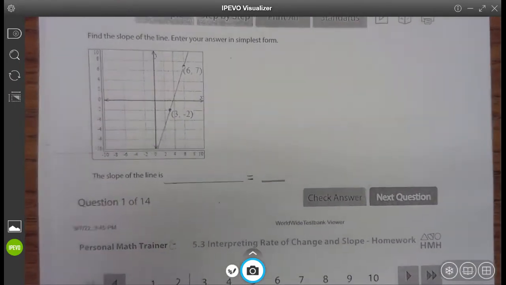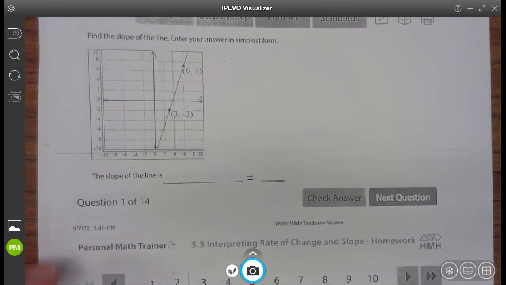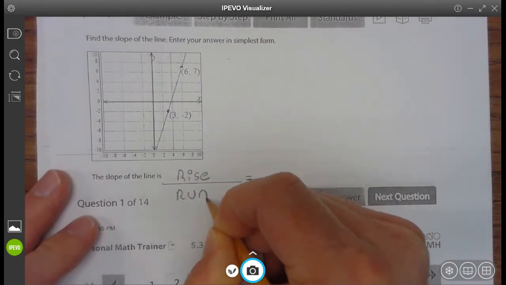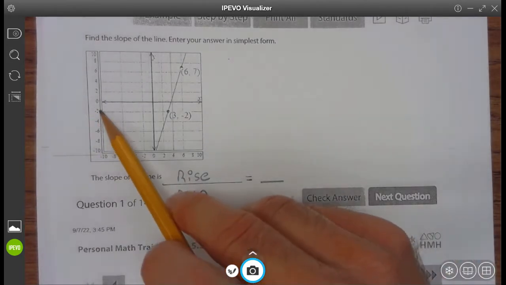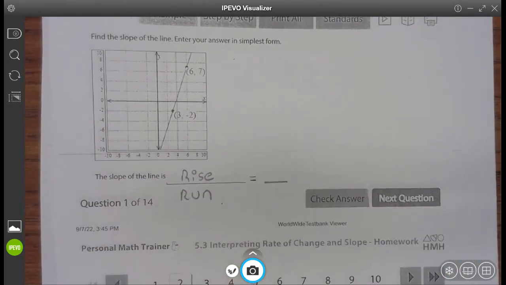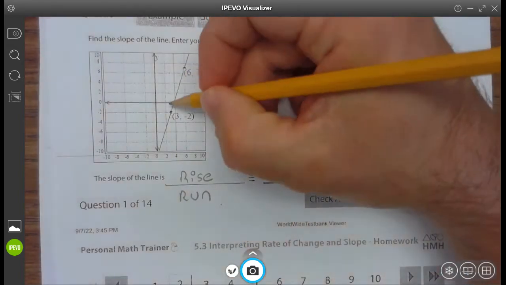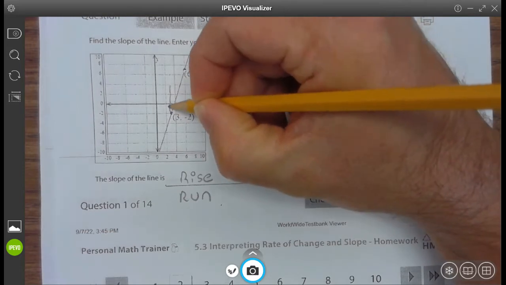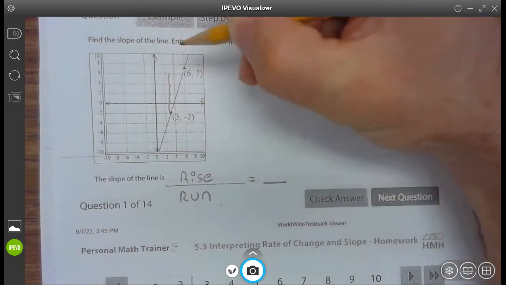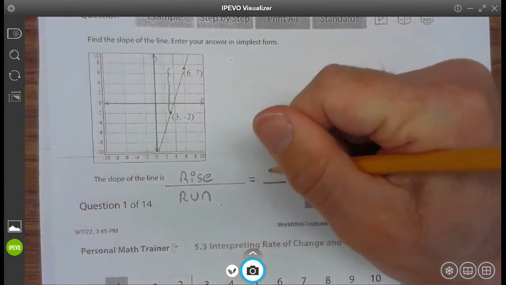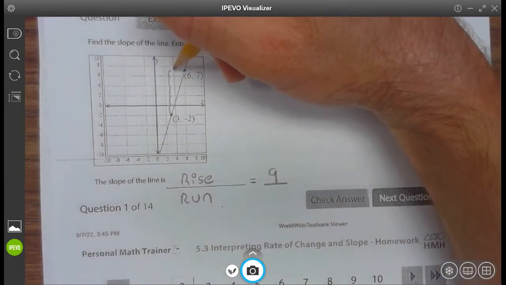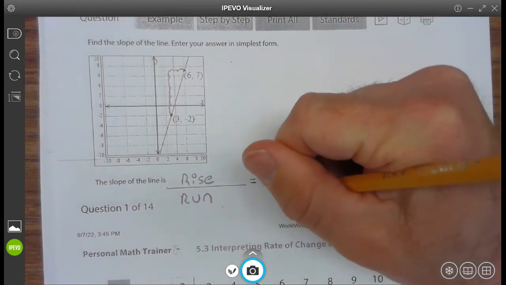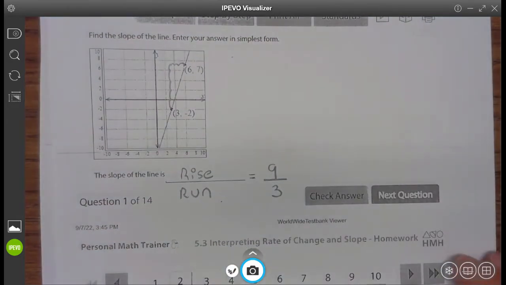Now, slope of a line is rise divided by run. Now, you have to be careful looking at the scale. We're counting by 2's on the x and y axis. So we're going to go up 2, 4, 6, 8, 9. Okay, so the rise is 9, and we're going to the right 1, 2, 3. So our slope is 9 divided by 3.